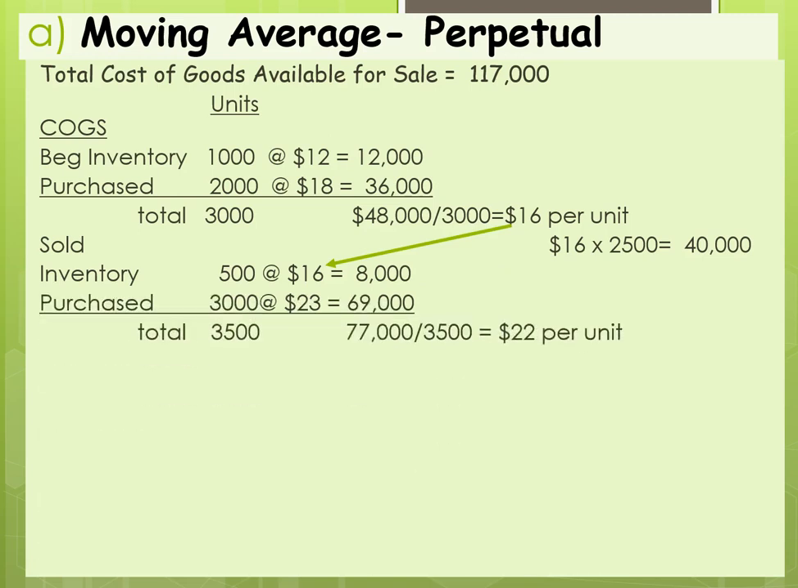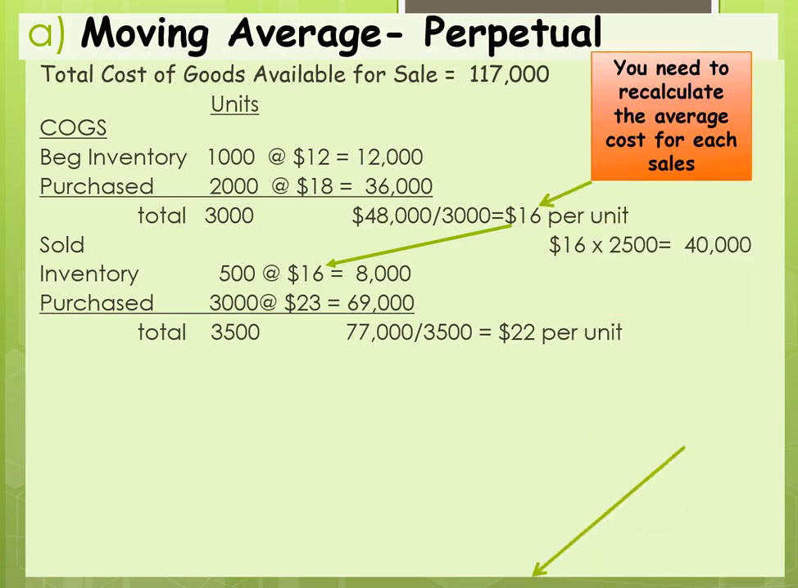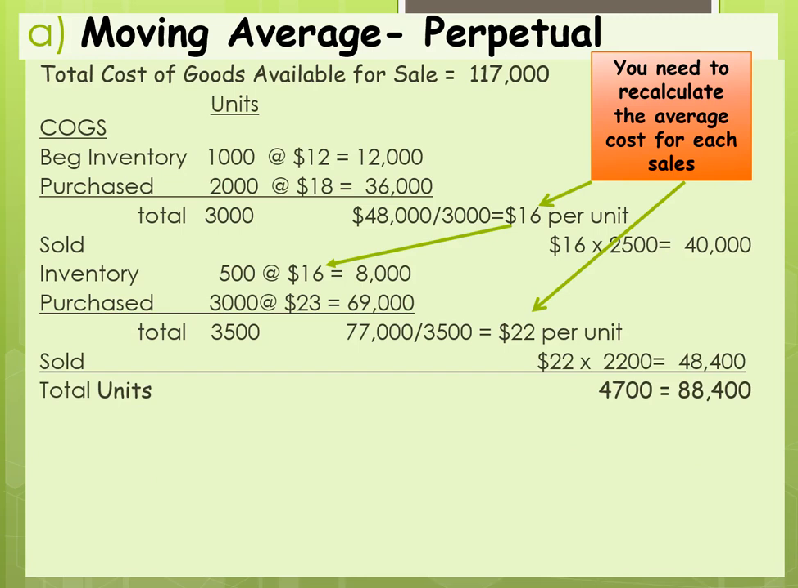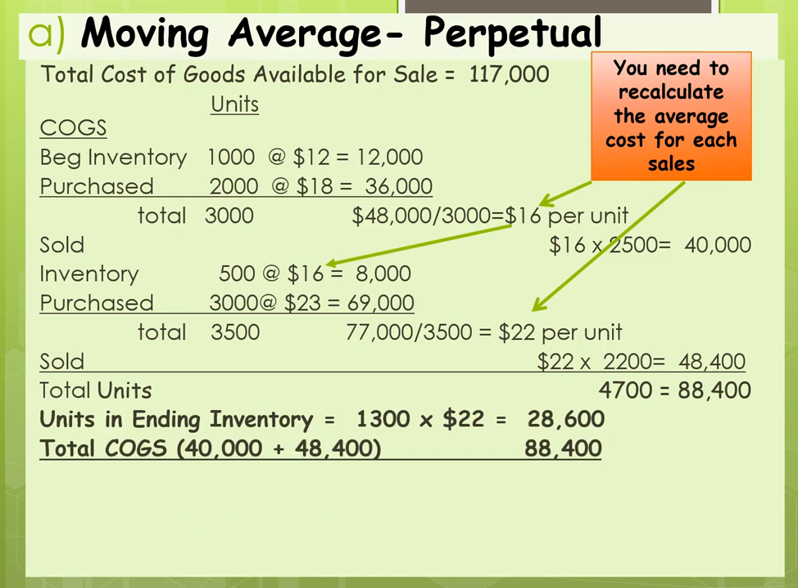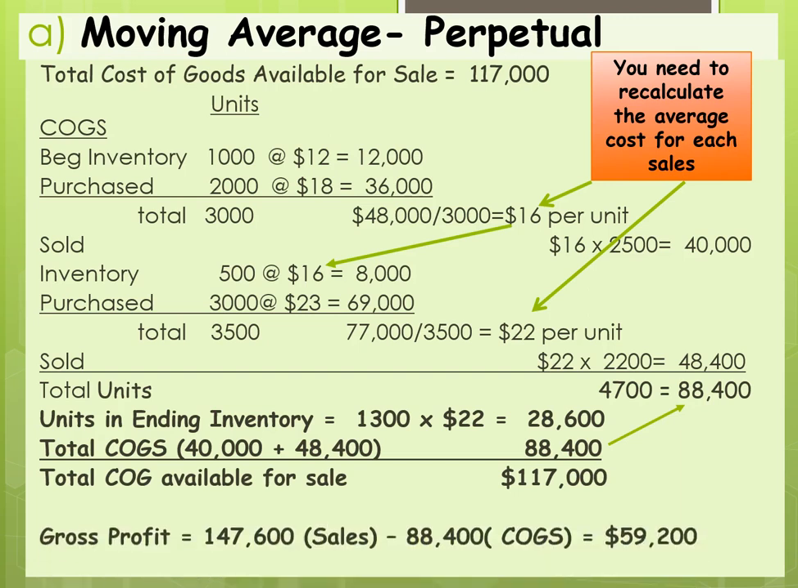We're going to add our new purchase and come up with a new average cost. Remember, you have to recalculate each time. We take that times the units sold, and now we get our cost of goods sold associated with those 4,700 units using weighted average perpetual. Units in ending inventory are going to be 1,300 times that last average price. Total cost of goods sold is going to be $88,400. Again, we have our 117, which we always want as a total. And now we have a gross profit of $59,200.